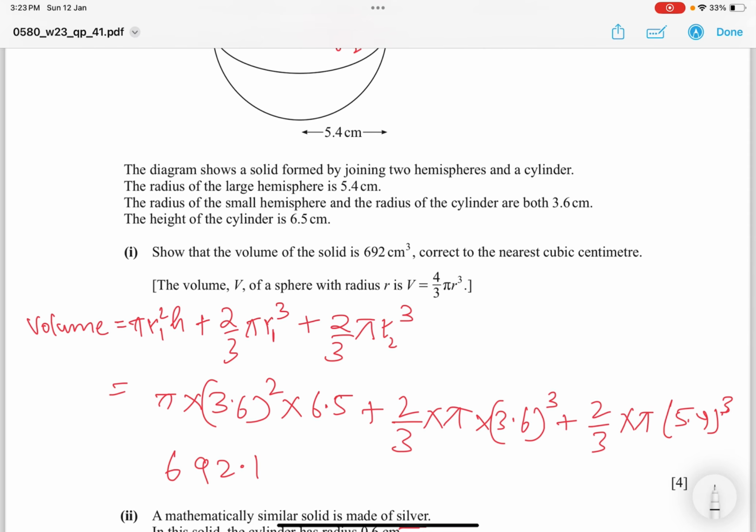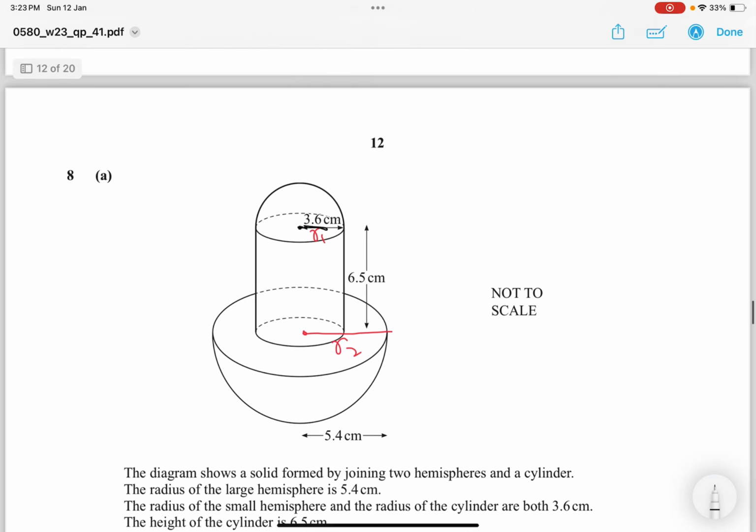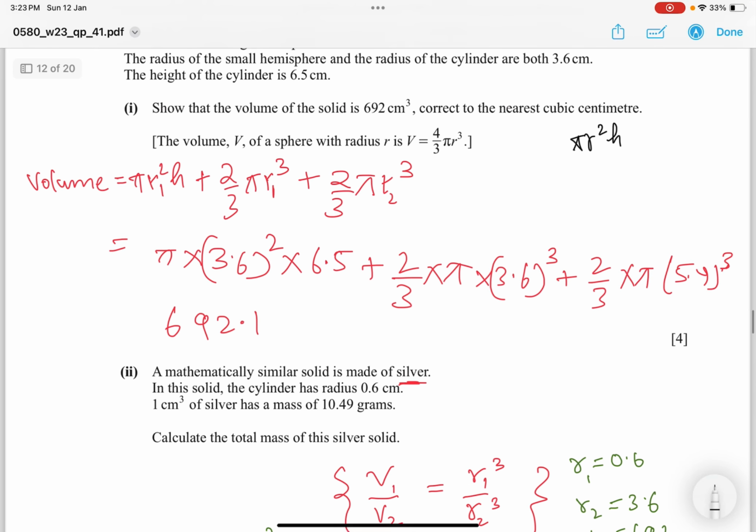Now just look at it. The volume of a cylinder is pi r square h. Alright. Now let this be r1 and this be r2. Okay. So our total volume would be pi r1 square h plus 2 upon 3 pi r1 cube, then 2 upon 3 pi r2 cube. Okay. We will just put the values in a calculator and we will get the answer.